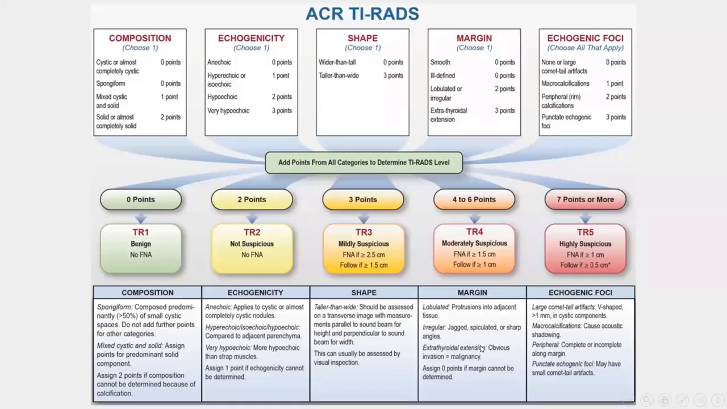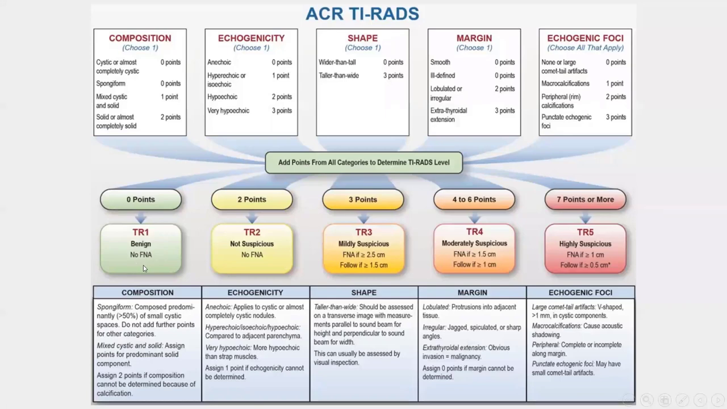And this is a thyroid system, which is important, but actually I prefer the British Thyroid Association or American more than thyroid system. And this is actually in the exam not very important. According to some parameters, the composition, the echogenic shape and margin, and the echogenic foci, we give each one some points and we calculate total points. If the total points are, for example, 3, this is a thyroid 3, 4 to 6, thyroid 4, 7 points or more, this is a thyroid 5.